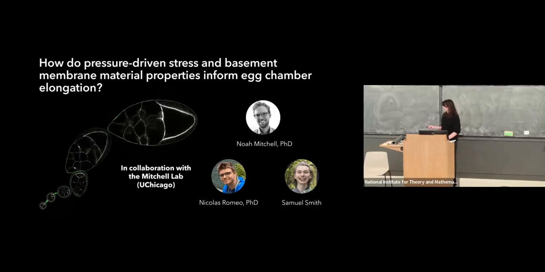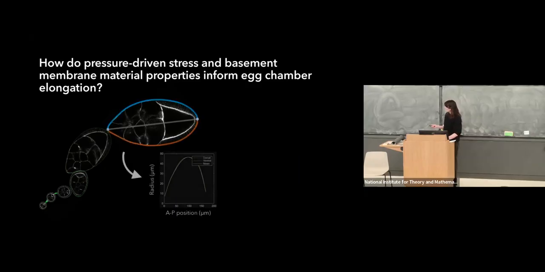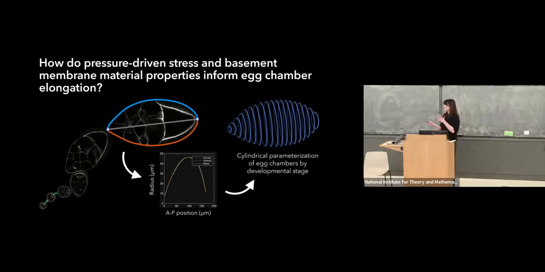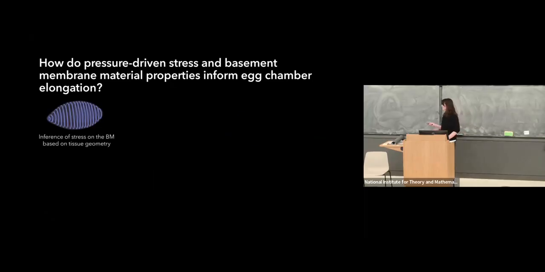And most of the work is going to be done by Sam, who's an undergrad in the lab, under the guidance of Nico, who's a postdoc in the Center for Living Systems. And so what Sam is working on at the moment is taking egg chambers at all these different developmental stages and developing an algorithm to basically get the radius at all different points along the AP axis for each stage. And from that, he can get a cylindrical parameterization of egg chambers by developmental stage. So from there, the Mitchell lab has this new simulation tool that we want to use to infer the stress on the basement membrane at different points based on tissue geometry at all these different developmental stages.